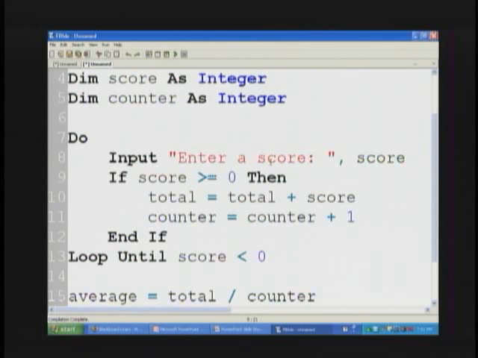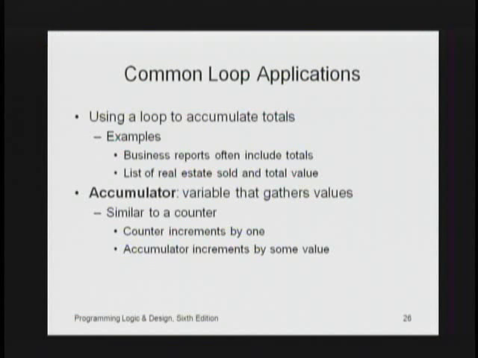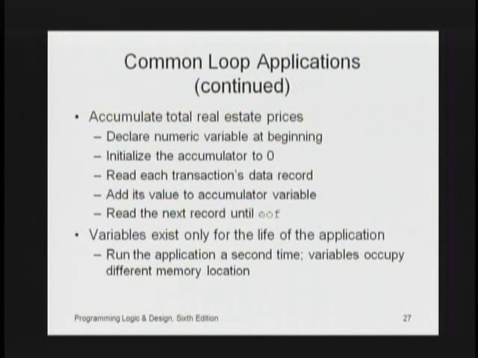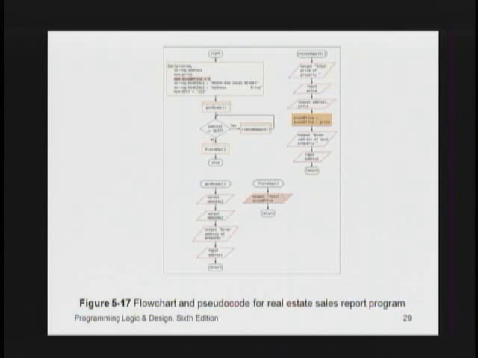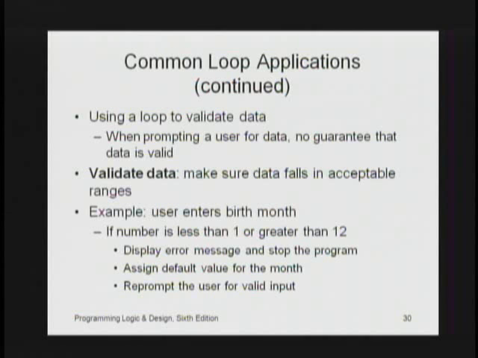It's accumulating a total, and then it's dividing it to get an average at the end. So that's one purpose of a loop, as an accumulator type of application. So they start talking about real estate prices and various types of things to get you all excited about it. Then they go through this example here, which doesn't look fun, so let's move on.